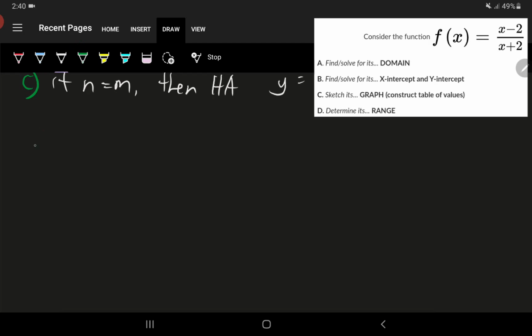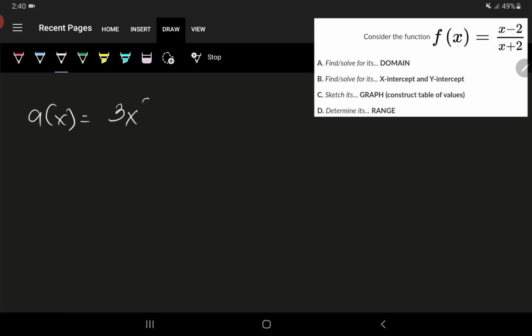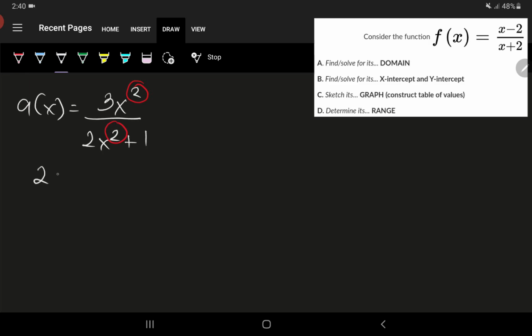So, let's say we have this letter A. So let's say we have a of x, okay? Let's say a of x is equals to 3x squared over 2x squared plus 1, okay? Let's say we have this given function, okay? And we are asked to solve for its horizontal asymptote. So same procedure, dear students. So just determine or compare their degrees, okay? So we have this degree for the numerator, and we also have this one for the denominator. So obviously, numerator is equal to the denominator, okay? So that is obviously case letter C.